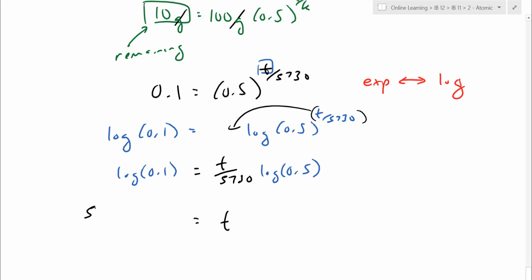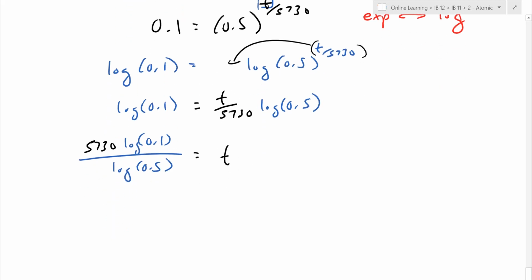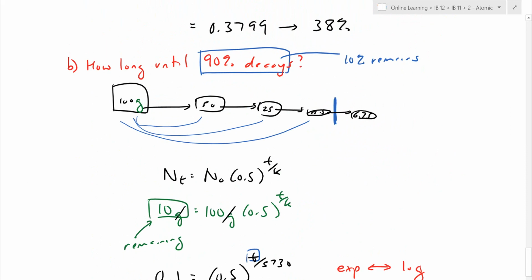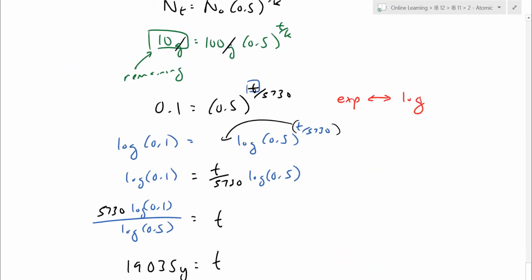I'm going to bring the 5730 over to the left-hand side. I have log 0.1 divided by log 0.5. Again, if you haven't seen it before, just press the log button on your calculator, and it's going to give you the answer. I'm expecting something over 16,000, 17,000 or so. 5730 times log 0.1 divided by log 0.5 gives me here 19,035, give or take. It's a little bit hard to do sig figs through an exponent or a logarithm. So usually the question itself will say round to the nearest year or round to 2 decimal places, and you just round your answer to that.